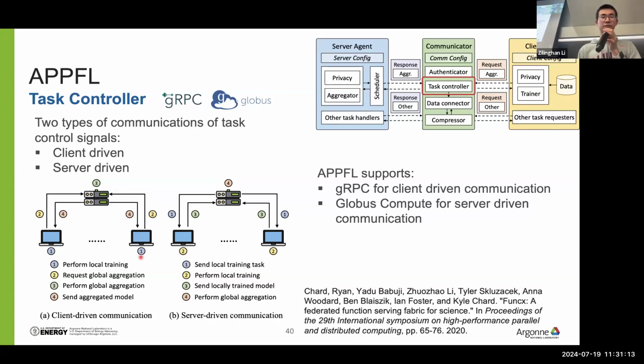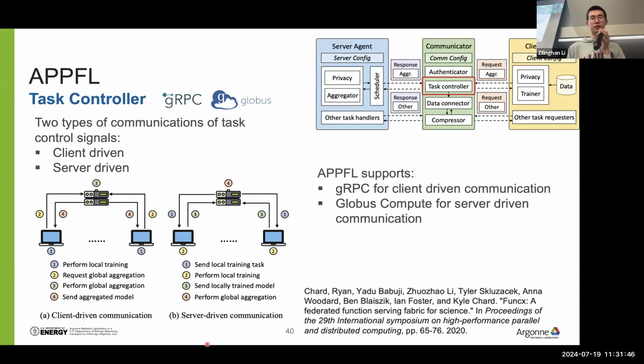On the left-hand side figure, this shows client-driven communication. The first step is that the client performs local training, and then it requests global model aggregation from the server by sending its local model parameters. Then the server performs the global aggregation and sends back the aggregated model. So you can see in this case, it is the client that initiates a request to the server.